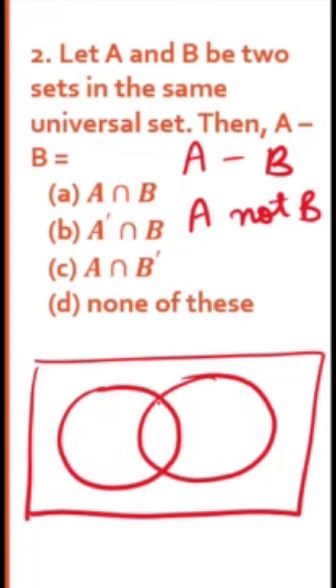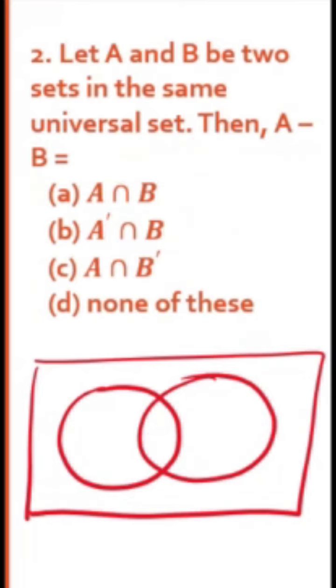A intersection B. See, A intersection B is this part, the common part of A and B. So that is not the correct answer. The second option says A complement intersection B. We don't need A complement; our answer should have A. So that means these two options are not correct. The third one we will see: A intersection B complement.